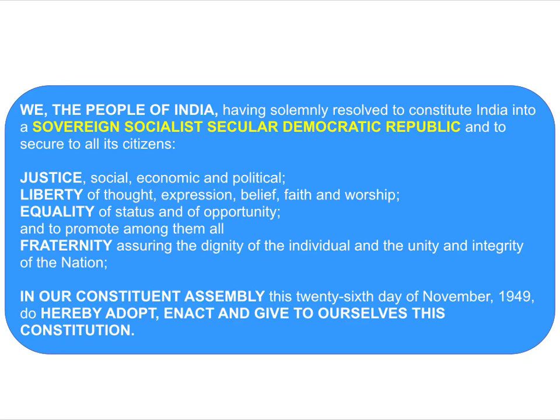As of now, the preamble has only been amended once, through the 42nd Amendment Act, 1976. The terms socialist, secular, and integrity were added to the preamble through the 42nd Amendment Act, 1976. Socialist and secular were added between sovereign and democratic. Unity of the nation was changed to unity and integrity of the nation.